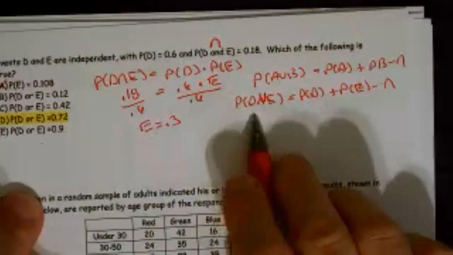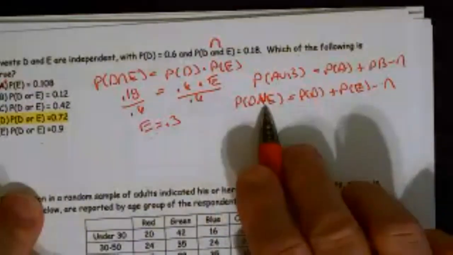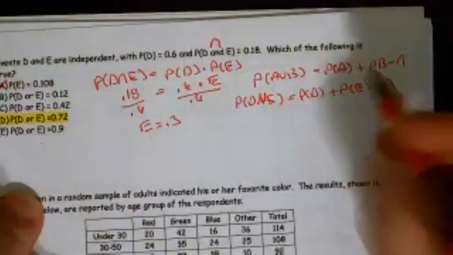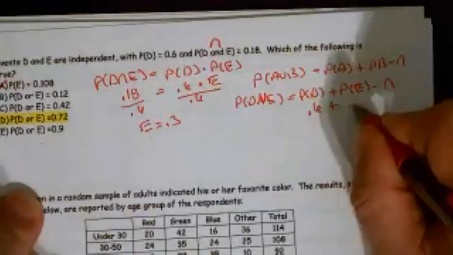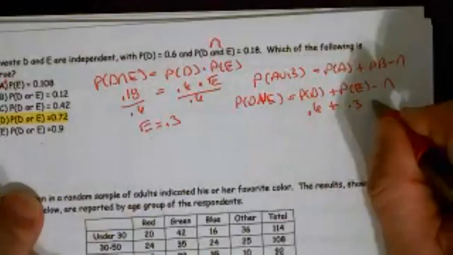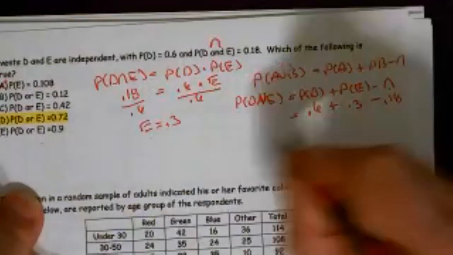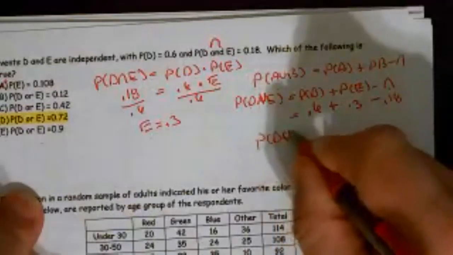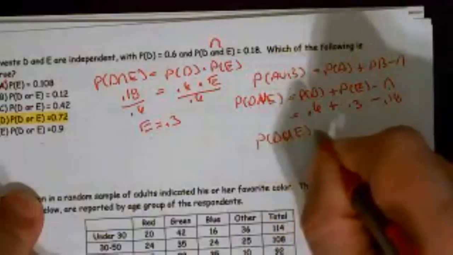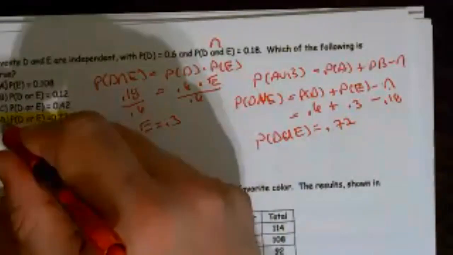So I'm plugging in, and I don't have this yet. That's what I'm looking for. But I know D is 0.6. I know that E is 0.3. And I know that the intersection is 0.18. And I find out that the probability of D union E equals 0.72.